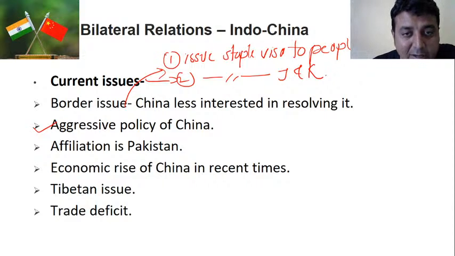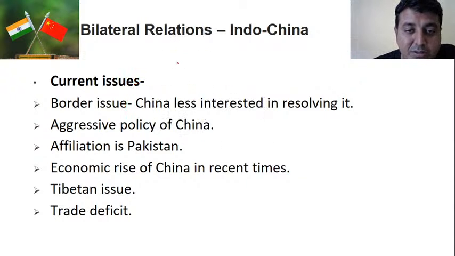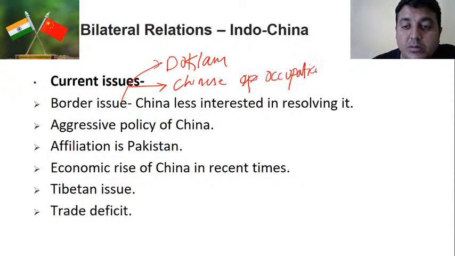Clear? Another example I want to share with you is related to Doklam. Yesterday we mentioned this example of Doklam. In Doklam, they said that this particular area is theirs. They're fighting with Bhutan. Along with that, in recent times, Chinese aggression in India, Chinese occupation of Indian territories.